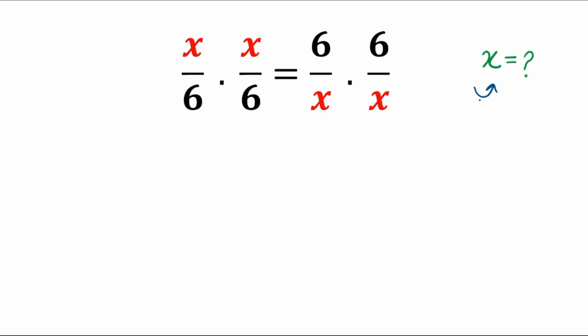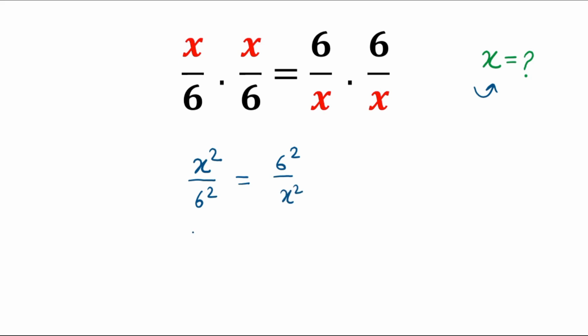Now let's start solution of this question. Look carefully in left hand side. Numerator is x times x, so this is x square, and in denominator is 6 times 6, then here 6 square, and this is equals to, in right hand side here 6 times 6, so this is 6 square, and divide by here x times x, this is x square.